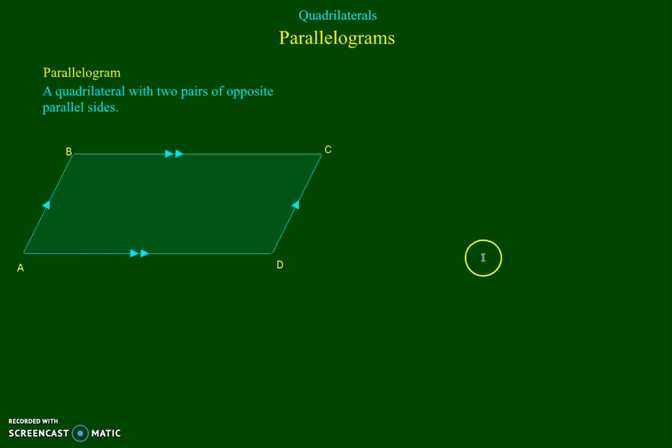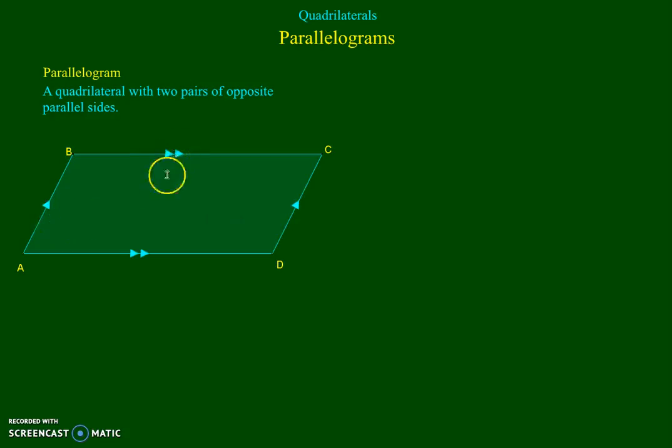Parallelograms are quadrilaterals with two pairs of opposite parallel sides. They look like boxes that have been squished over and tipped to one side. These symbols are the parallel symbols. When you see little arrowheads on the sides of the quadrilateral, that indicates that those two sides are parallel.